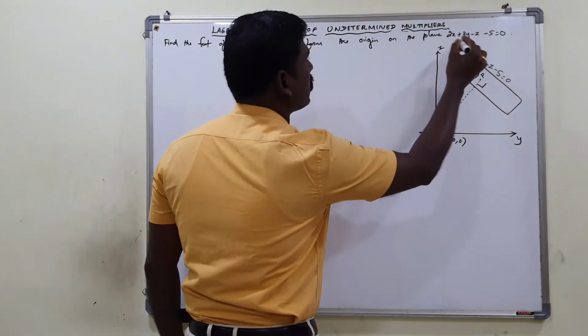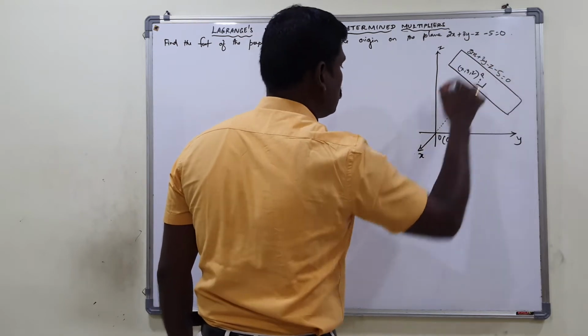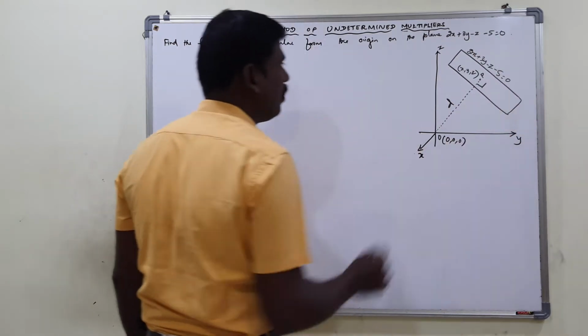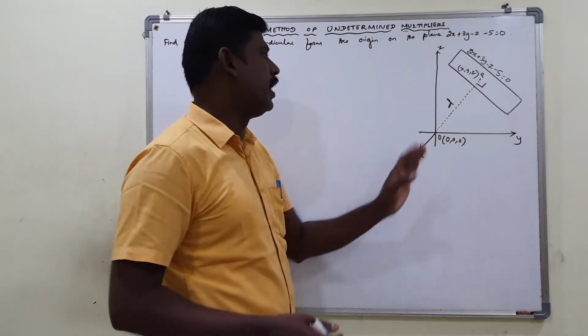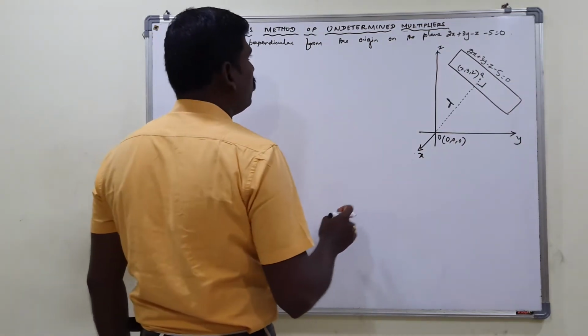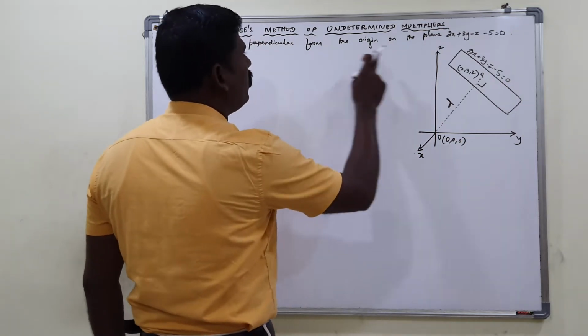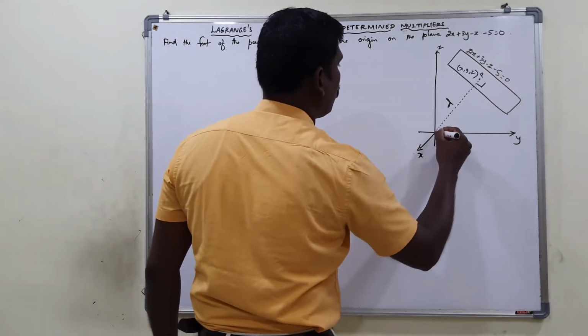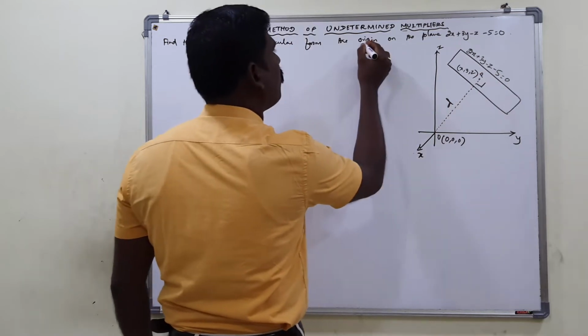Let us consider this plane in three-dimensional space x, y, z. Just for an example, I draw this plane in three dimensions. So x, y, z. So this is the plane. We want to find out the foot of the perpendicular. This is the foot of the perpendicular from the origin.